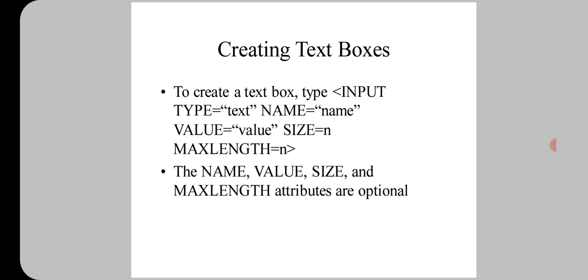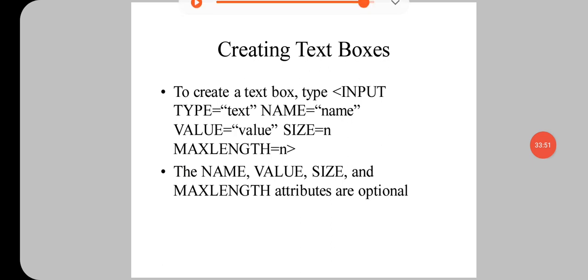We start with the first form control, that is text boxes. What is a text box? A text box is rectangular in shape, and it generally accepts any type of data or information, like numbers, alphabets, or addresses, anything. How to create a text box in a form? To create a text box, simply type input type equals text. So how to create a text box in an HTML form? We may use the input tag.